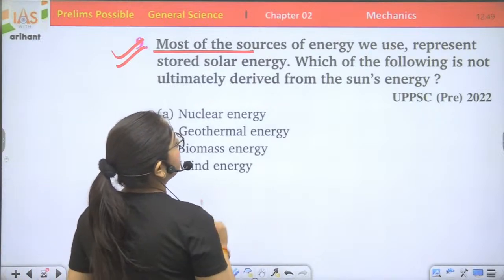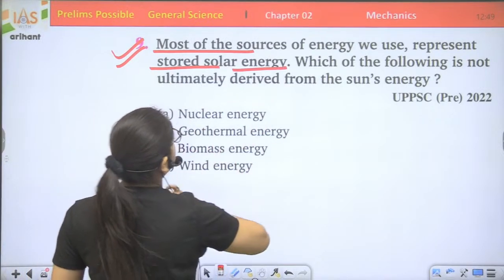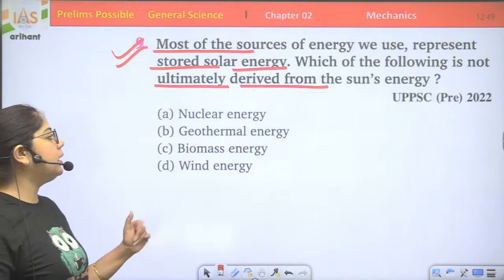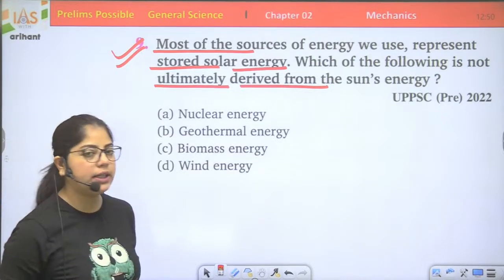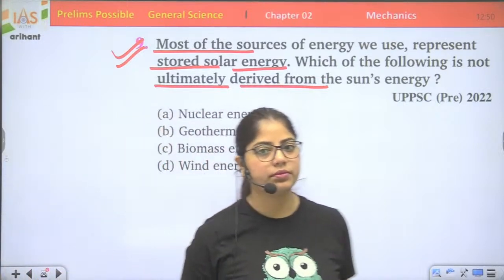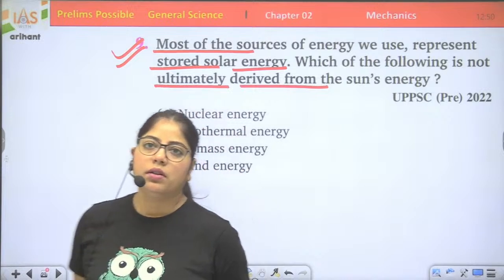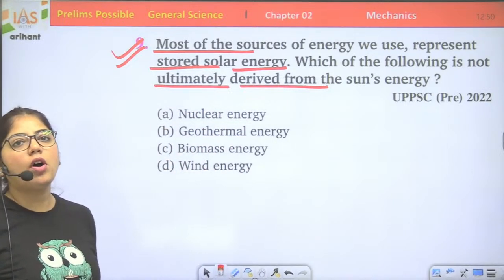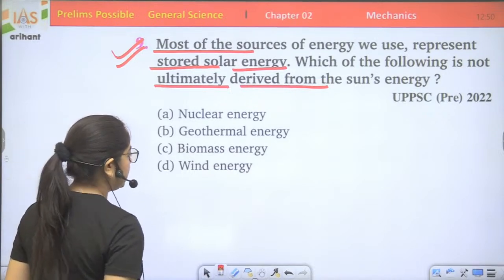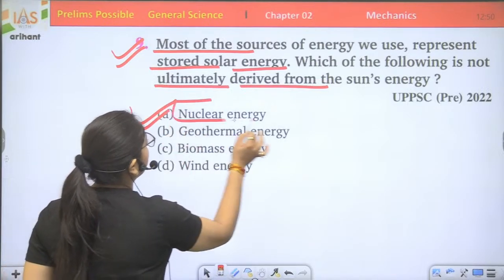Most of the sources of energy we use represent stored solar energy. Which of the following is not ultimately derived from the sun's energy? Nuclear energy, geothermal energy, biomass energy, and wind energy. So the right answer will be nuclear energy.